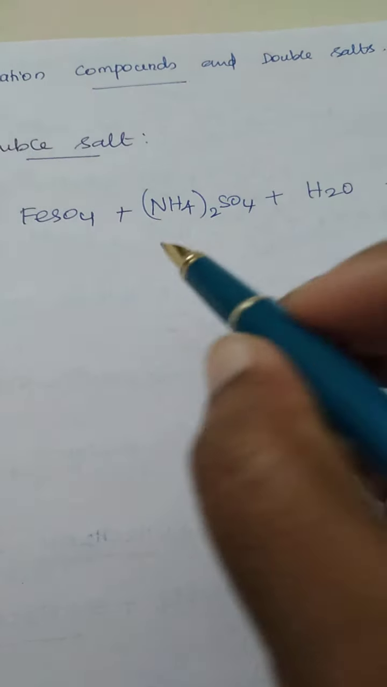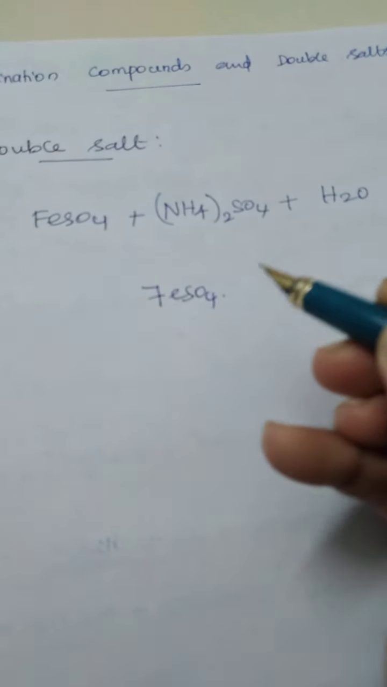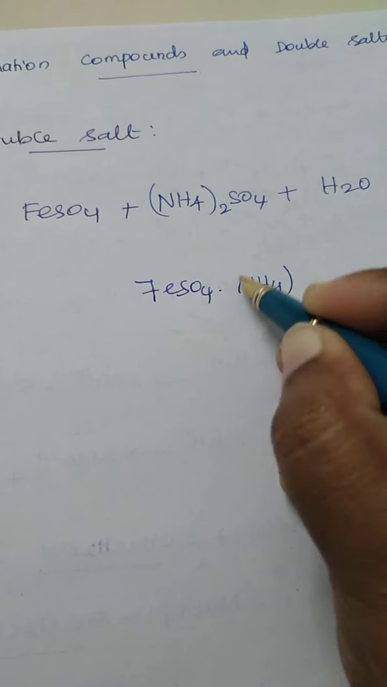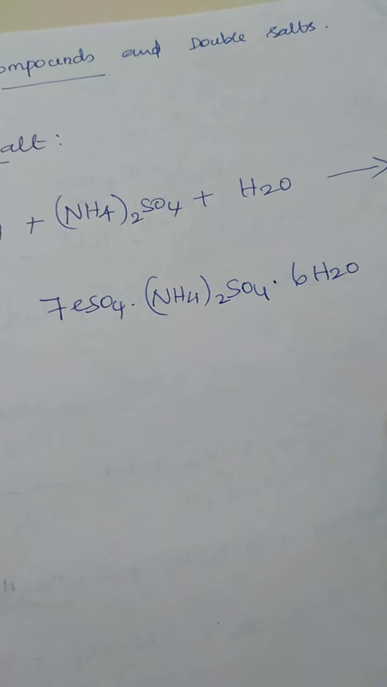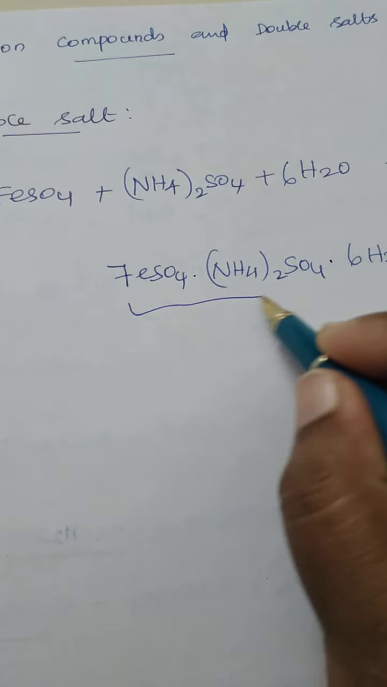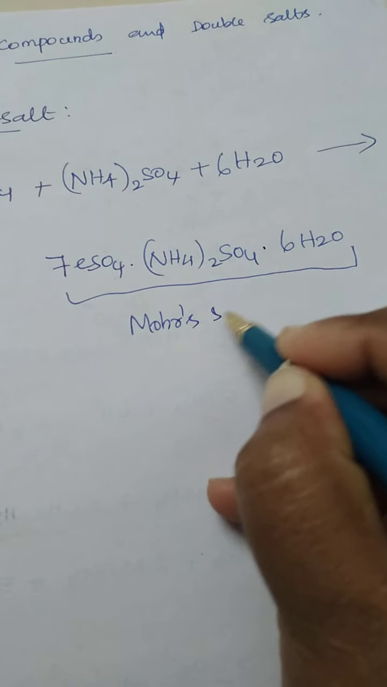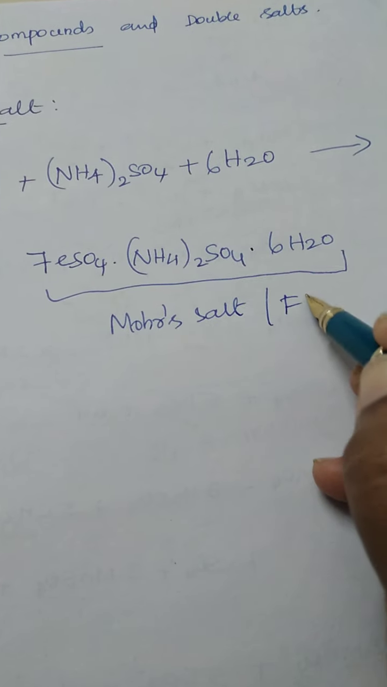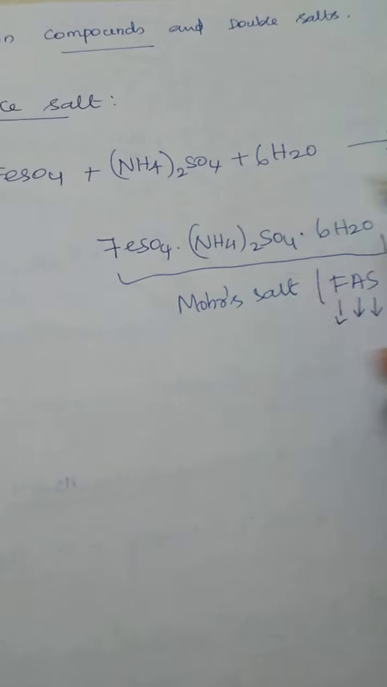When you cool it, the water vapor will evaporate, the extra things will evaporate, and the remaining salt will be formed. The formula of the salt formed is FeSO4.(NH4)2SO4.6H2O. So just to balance that, I am adding 6 before that. The compound which is formed is called Mohr's salt. It is commonly called Mohr's salt, or the other name is FAS. FAS is nothing but ferrous ammonium sulfate. Okay, so this is a double salt.